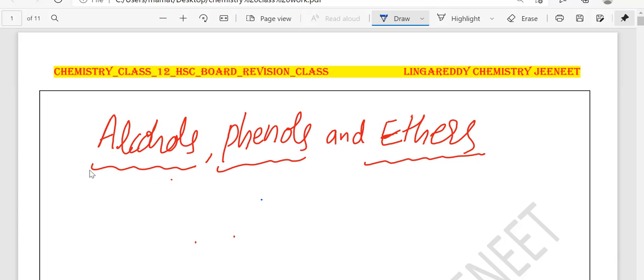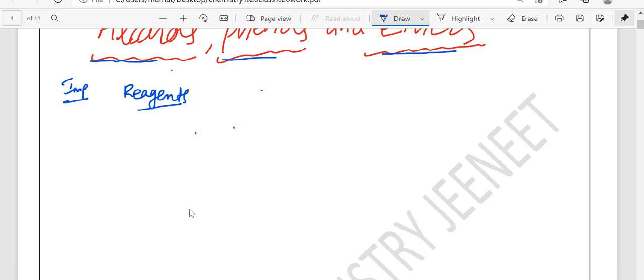Today's topic is alcohols, phenols and ethers. Some important reagents. Important reagents for this chapter. The first one is Lucas reagent.